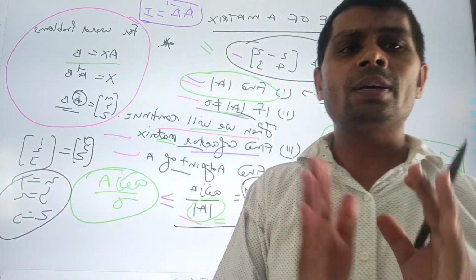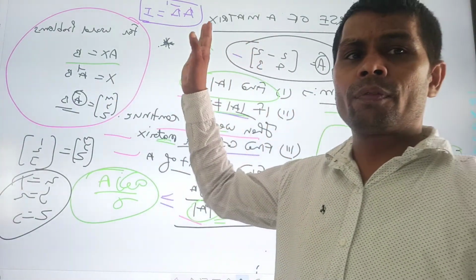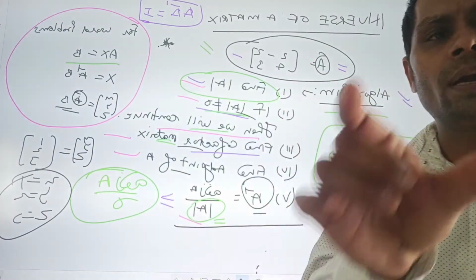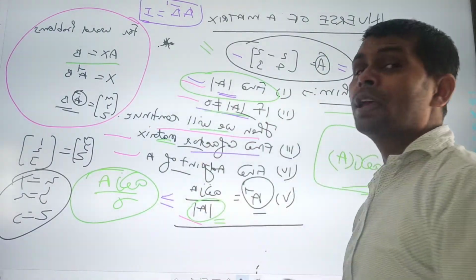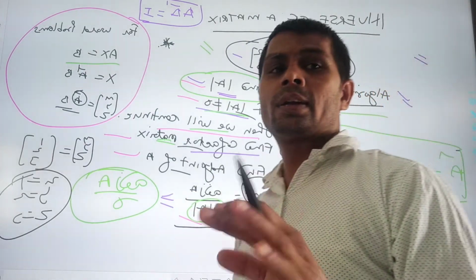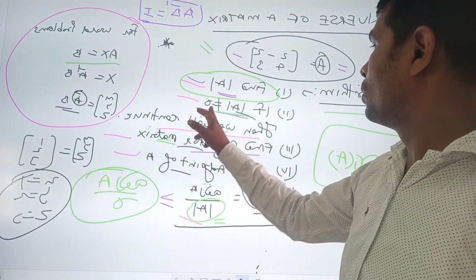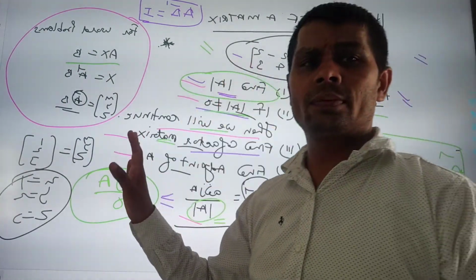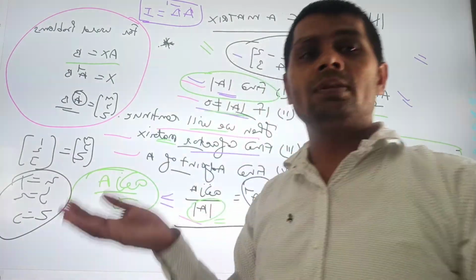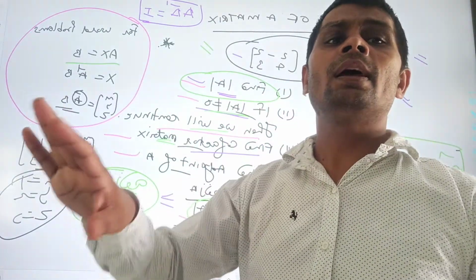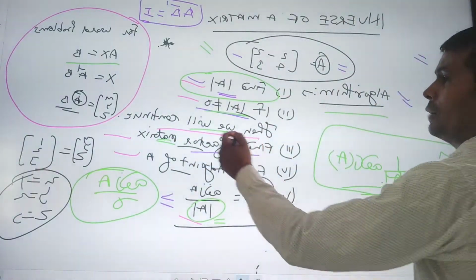First of all, any matrix will be given to you. At step number 1, you should find the determinant of A. As you know, the determinant is a number. If it comes 0, you will not think anything, you will stop at that point. But if it doesn't come 0, that means we will continue the question. So if it is not equal to 0, then we will continue.